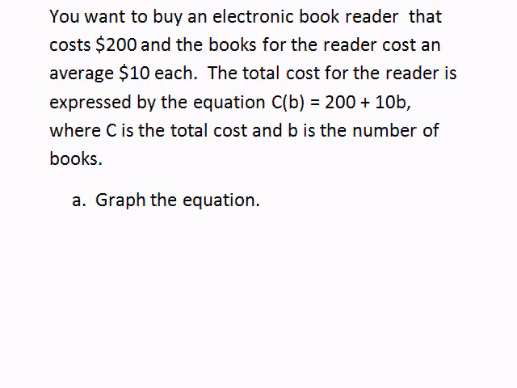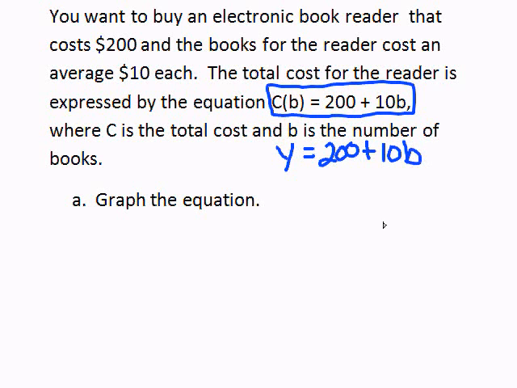The good news is, anytime you're asked to graph an equation, and you're given an equation, all you have to do is graph this. However, this isn't really in a form that we're used to seeing. If it makes it easier, you can rewrite the equation so that y stands for C(B), meaning y is going to be our total cost, equals 200 plus 10b. Now, we don't normally write b, so we can change the b to x. This isn't necessary, but it does make it look more like something we're used to graphing.